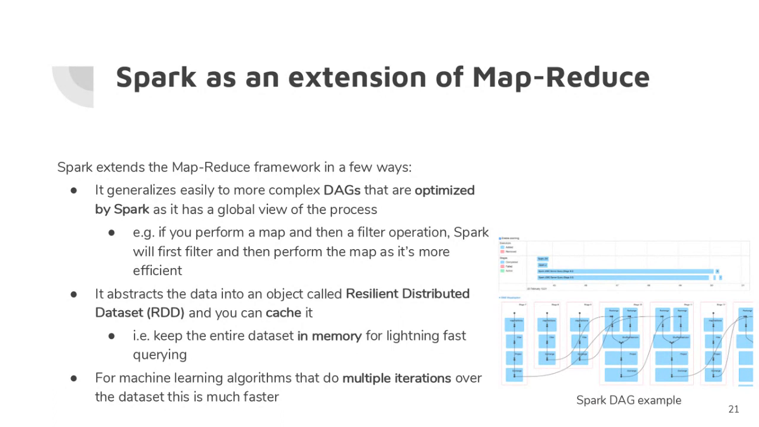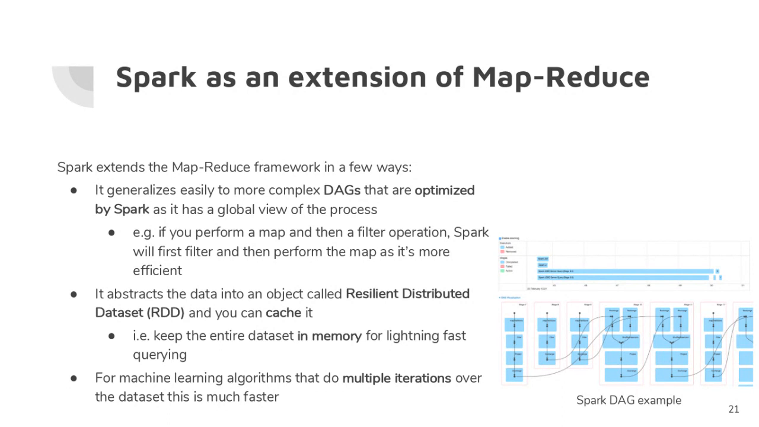Second thing about Spark is that it uses an RDD data set, RDD kind of objects to represent data, and so that's more efficient than in MapReduce.